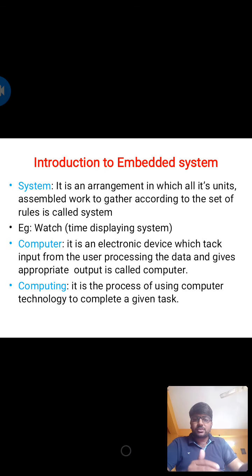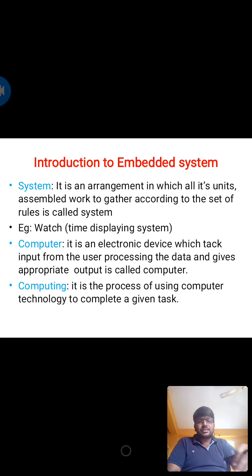Coming to an example of a system, in regular life we use the watch. A watch is one system. It is used as a time displaying system. Time displaying means it displays the time. That is about the system.